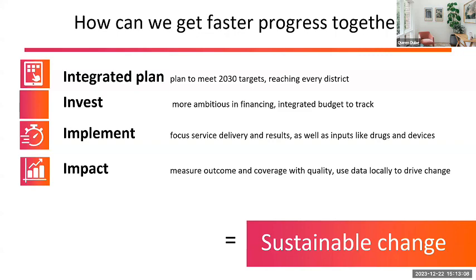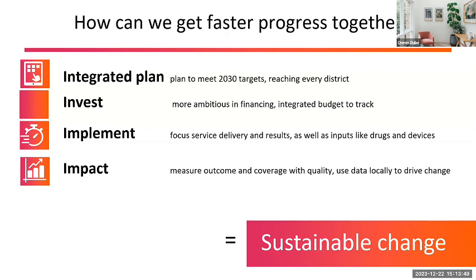Implement, implement, implement, with a focus on service delivery and results, as well as inputs like drugs and devices. So for small and sick newborn care, you cannot do it without drugs and devices. And finally, look at impact. If you cannot measure it, then you cannot improve it. So impact, it's very important that we also look at how we're measuring outcome and coverage with quality and using local data to drive the sustainable change.